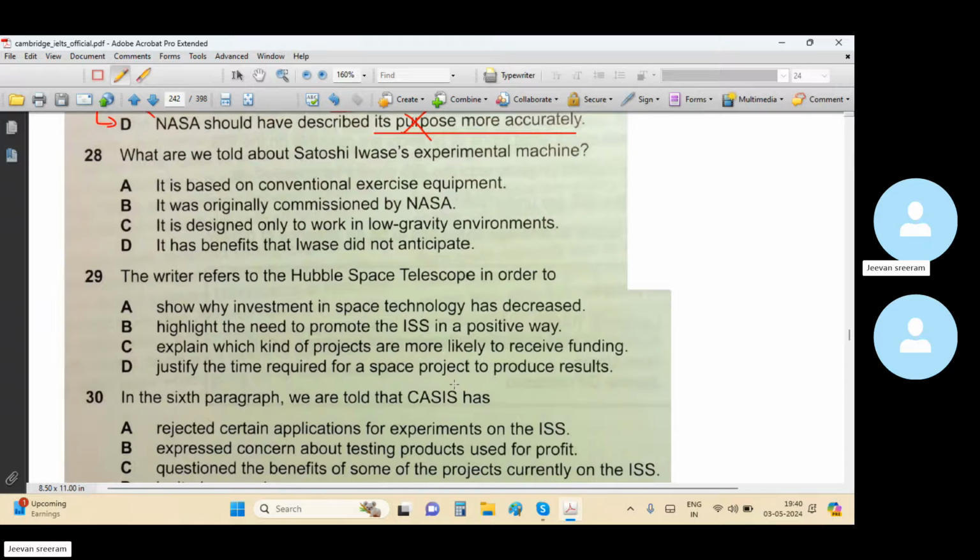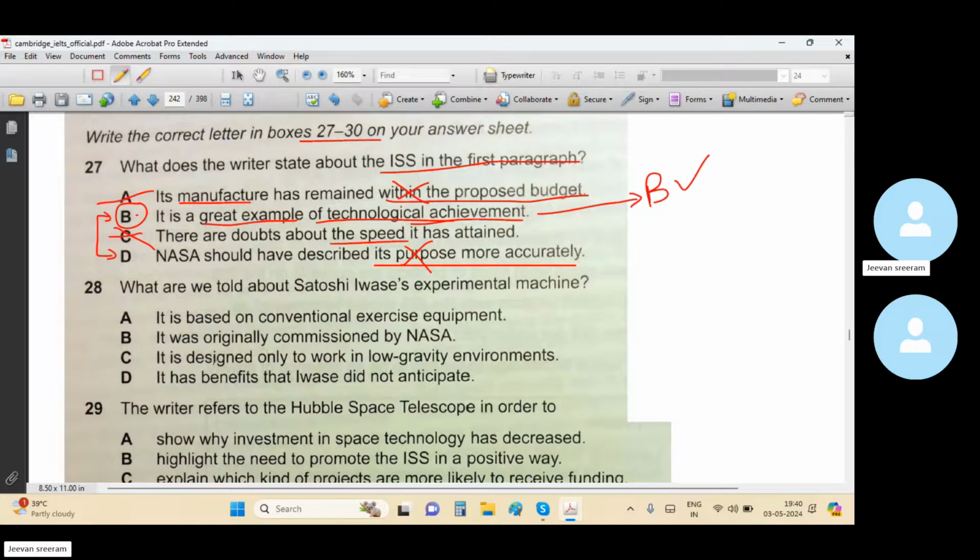Let me revise why the other options are wrong. A is not supported because the passage doesn't discuss staying within budget or going over budget. C is incorrect because the doubts are regarding its usefulness as a lab, its effectiveness, not its efficiency or speed. D is not at all relevant as there is no mention of inaccuracies in describing its purpose in the first paragraph. It's not about purpose, right?